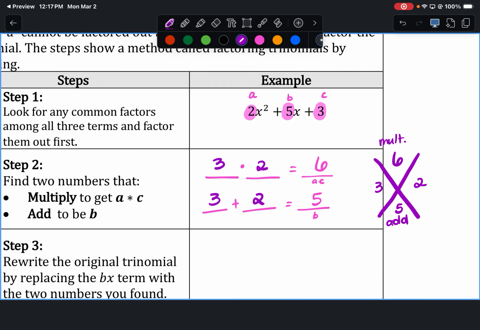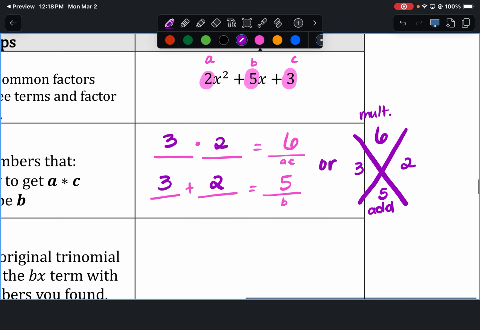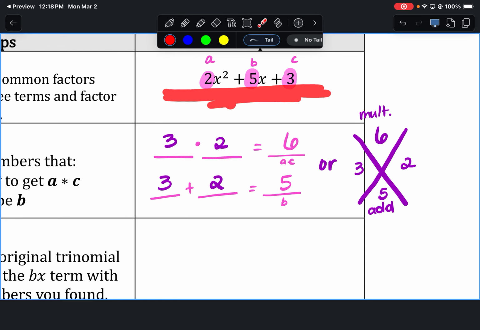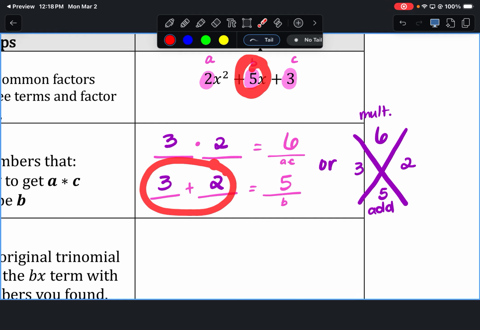So you can write it like this, or you can write it like this. I do not care. Either way works. Both of them give you the same thing. It's just different ways to set it up. So once we find those factors that multiply to give us A times C and add to give us B, we use those factors to rewrite our trinomial as a 4-term polynomial that we can factor by grouping, okay? So all we are going to do is replace our B term with 3 plus 2. What is 3 plus 2? 5.